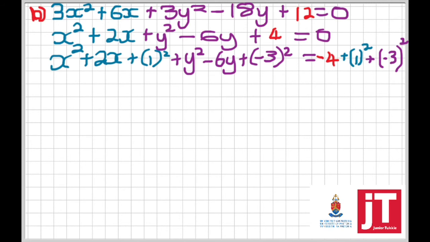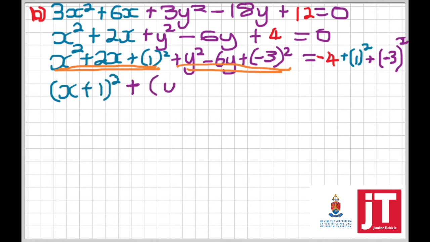Thereafter, we notice that the first three terms in terms of x, again, form a perfect square. That is also true with respect to y as well. So this results in the following expression: (x plus 1) in the first bracket, all squared, and in the second bracket we get (y minus 3), all squared, and on the right hand side we get 6. Again, this is now in standard form, which is what we want.